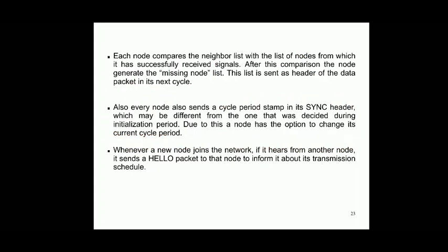Each node compares the neighbor list with the list of the nodes from which it has successfully received signals. After this comparison, the node generates the missing node list. This list is sent as a header of the data packet in its next cycle. Also, every node sends a cycle period stamp in its sync header, which may be different from the one that was decided during the initialization period. Due to this, a node has the option to change its current cycle period. Whenever a new node joins the network, if it hears from another node, it sends a hello packet to that node to inform it about its transmission schedule.